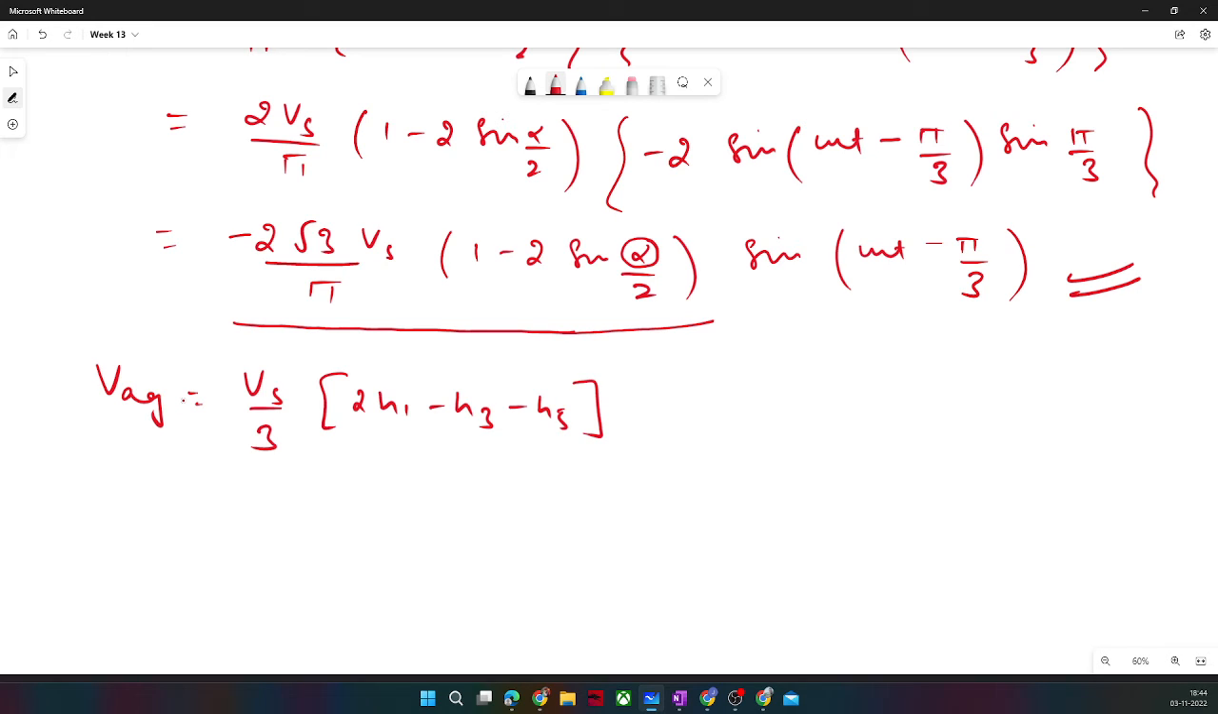So we can control either harmonics from line as well as phase. Anyway, in some cases, phase and line is just related with the factor of root 3. But again, there is no harm to see what will be the magnitude and expression of VAG. So it would be 2 Vs. I am directly writing the values. You can easily do the manipulation of 2H1 minus H3 minus H5. So just to save some time, I am directly writing it here.